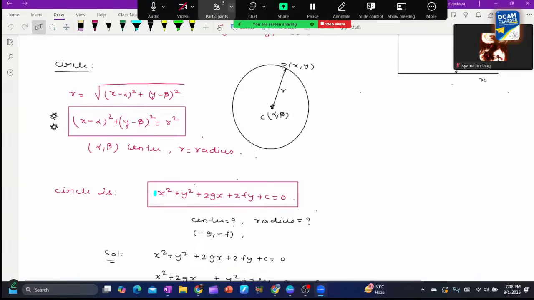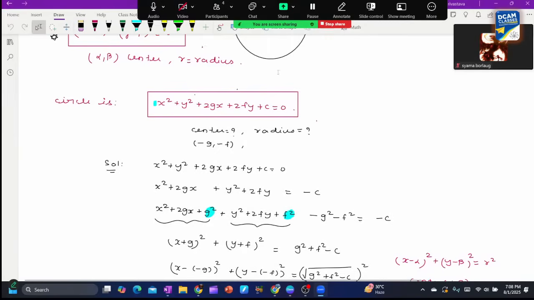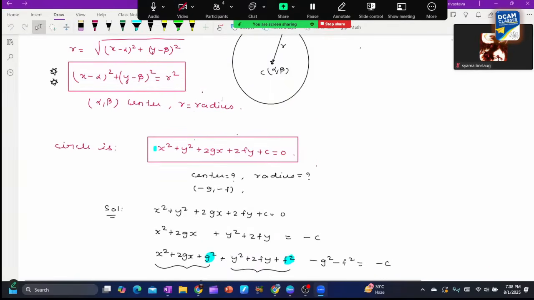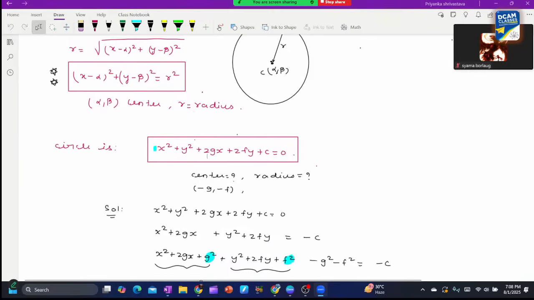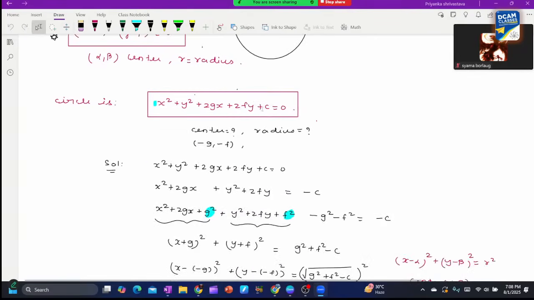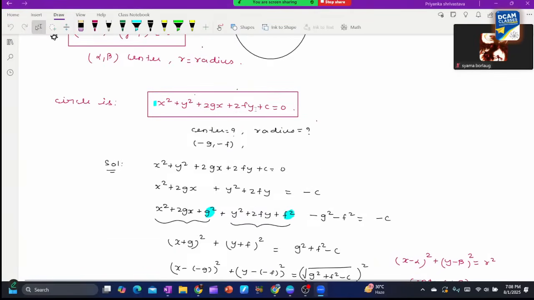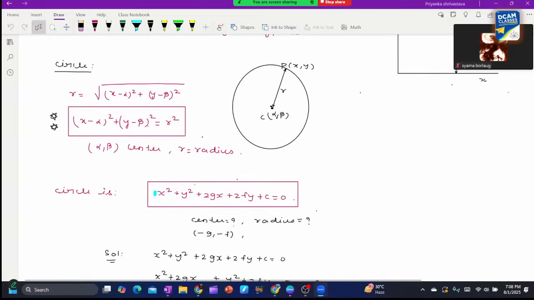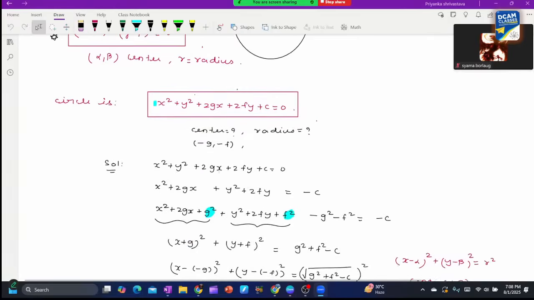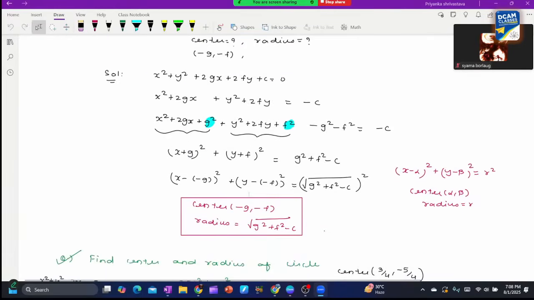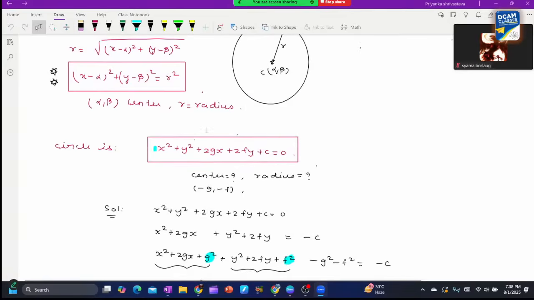Now after this, this is the basic equation of a circle. Another form is x square plus y square plus 2gx plus 2fy plus c equals 0. Center and radius we need to know. We just try to convert this into the form (x minus alpha) whole square plus (y minus beta) whole square equals r square. If we convert it, we get the center as (minus g, minus f) and the radius as root over g square plus f square minus c. This is just converting this one into this form.